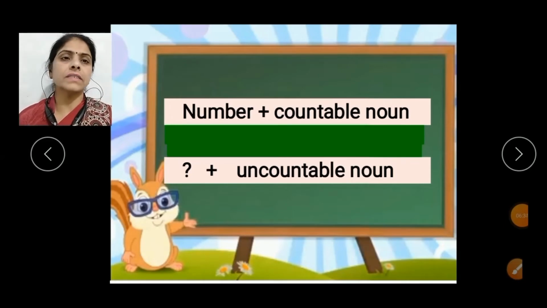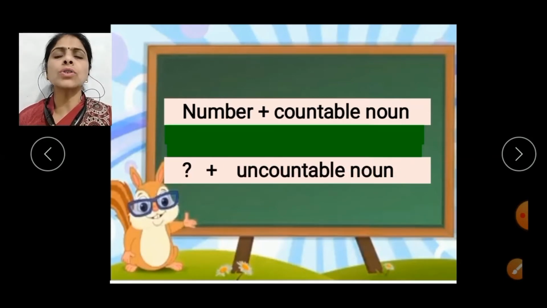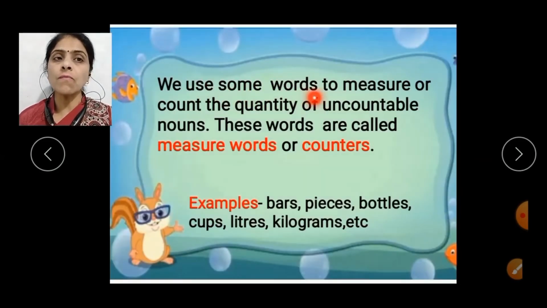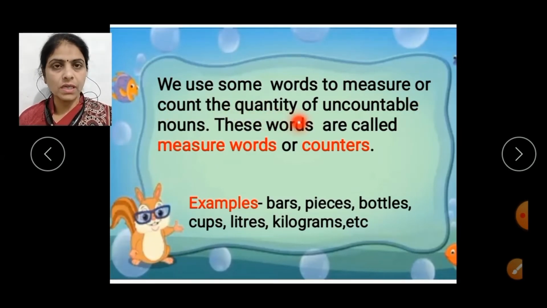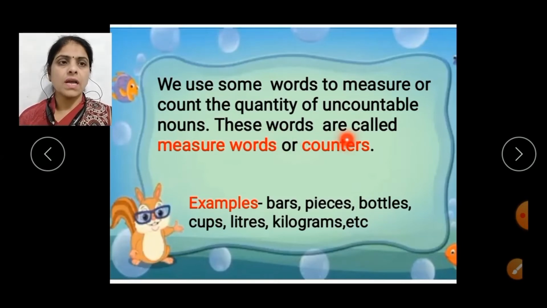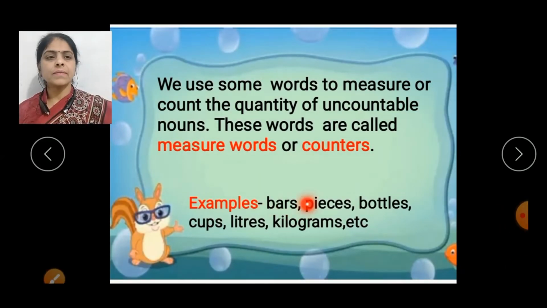Students, till now we have learned that to represent the quantity of a countable noun, we can use a number before them. But for an uncountable noun, we cannot use any number, because uncountable nouns are the nouns which cannot be counted. So, before them we cannot put any number. So, in the case of uncountable nouns, we use some words to measure or count the quantity of uncountable nouns. These words are called measure words or counters. Let's have some examples. Bars, pieces, bottles, cups, liters, kilograms, bags, slices, drops, handfuls and spoonfuls. Many examples are there.